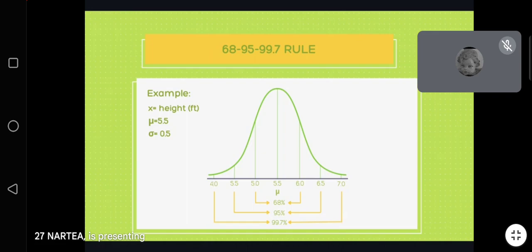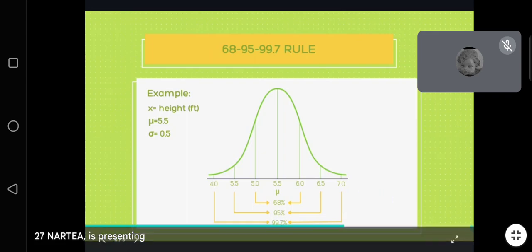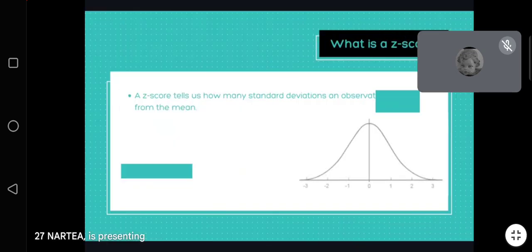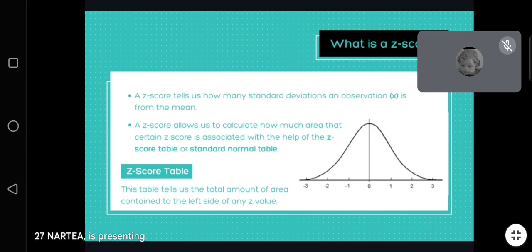And then next we have the z-score. When we say z-score, it tells us how many standard deviations away an observation, or the x, is from the mean. For example, if our z-score is +2, then it means that we are 2 standard deviations away from the mean.